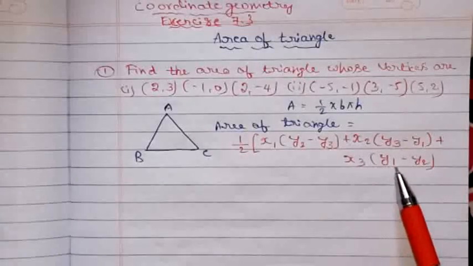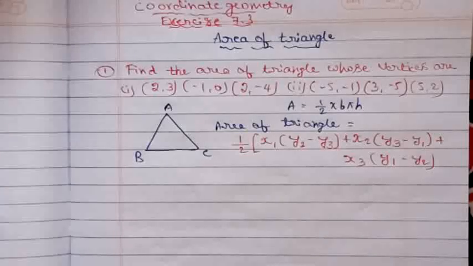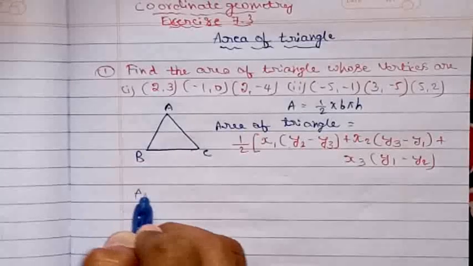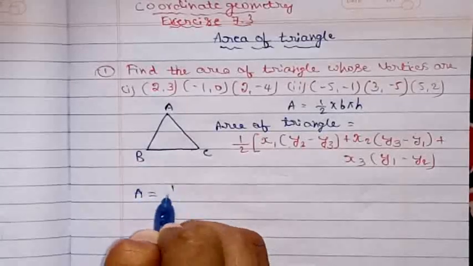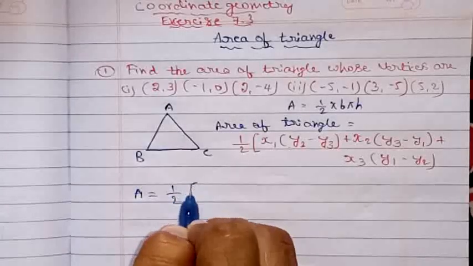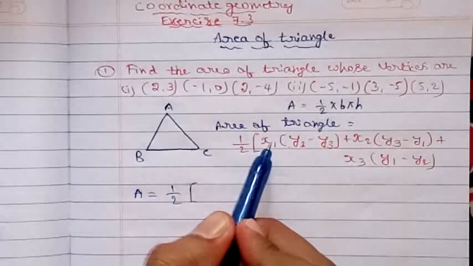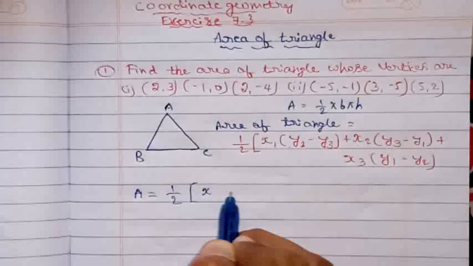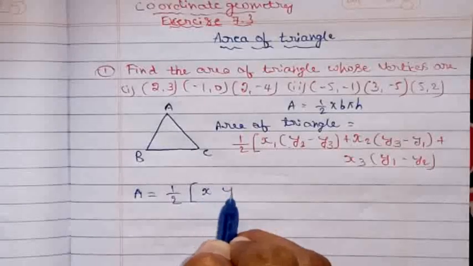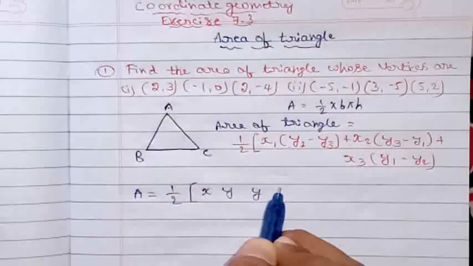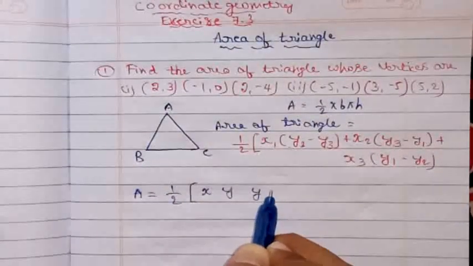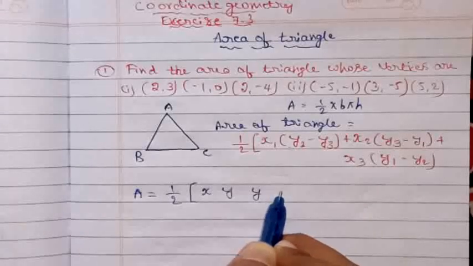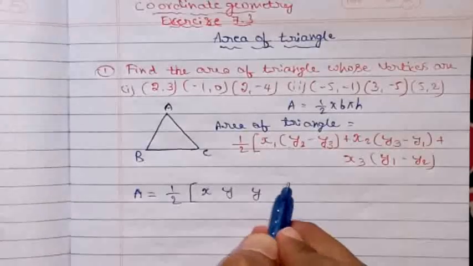Now how to remember this formula easily? So I'll write now how to remember this formula. Area is equals to half into, right? Now just write down x y y, x y y, x y y like this. I'll write x, leave a space, write y here and write y here. So I'm writing this to help you remember it. So for that I'm writing like this, children.